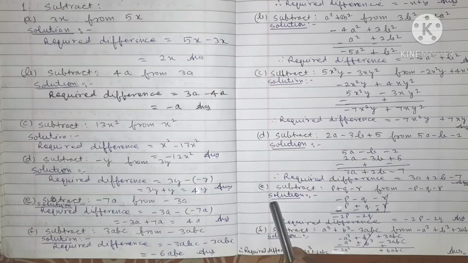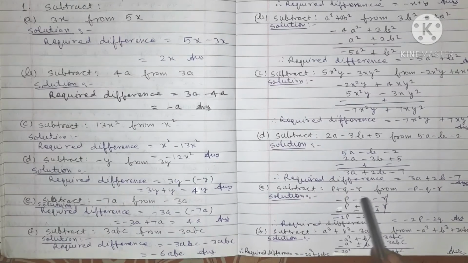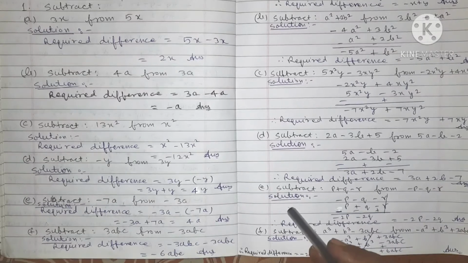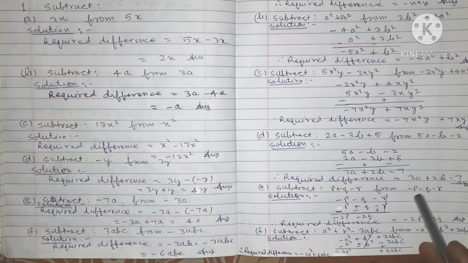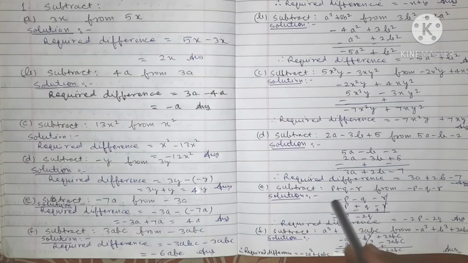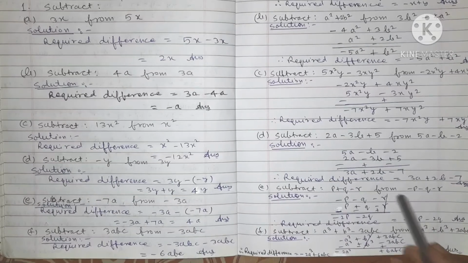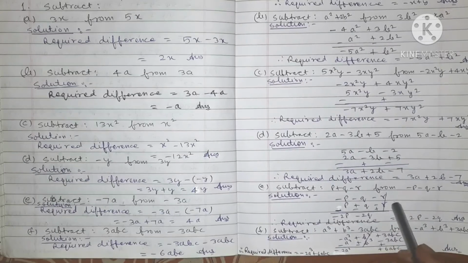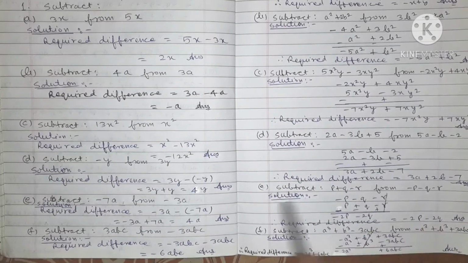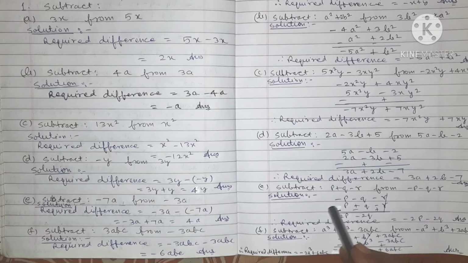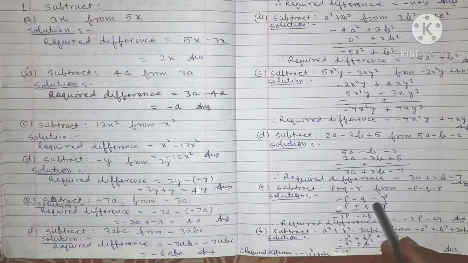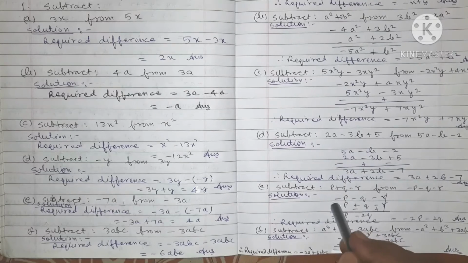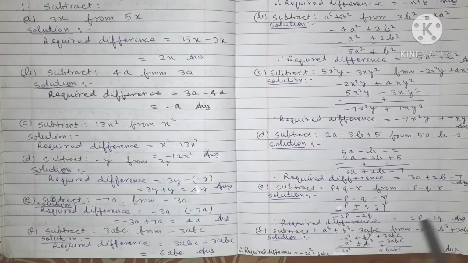And question number 2E. Subtract p plus q minus r from minus p minus q minus r. For the solution of this question, we write minus p minus q minus r in the first line because it is after from, and p plus q minus r in the second line because it is before from. Now we change the sign of second line. R has minus, change to plus. Q has plus, change to minus. P has plus sign, change to minus sign.